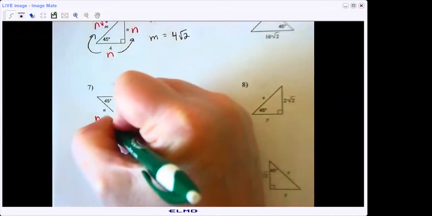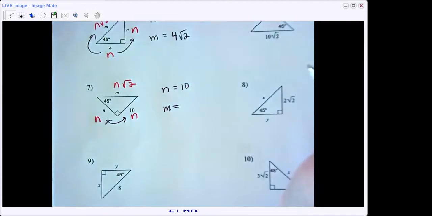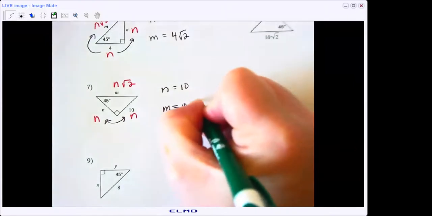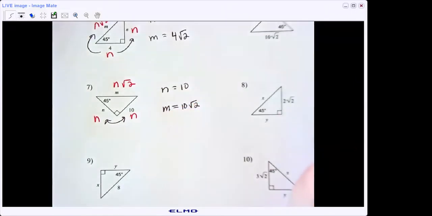Number 10. They're the same. Then M is 10 square root 2. You're not 5. Wait, that's a 10. Oh, Shannon, thanks. Okay. So yeah, 10 root 2. Perfect. 10 root 2. Yep, that was it.